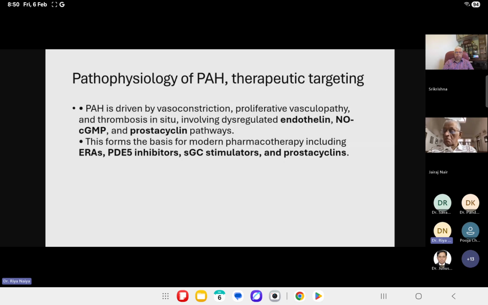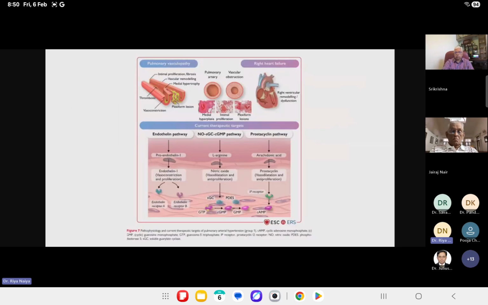So this image basically explains the above slides in a better form. So pulmonary vasculopathy is usually a result of intimal proliferation, fibrosis, vascular remodeling, medial hypertrophy, which is actually classified with the help of the Heath-Edwards classification as is visible from the middle section. So we have grade 1, which is medial hypertrophy, grade 2 with intimal proliferation, grade 4 with plexiform lesions, right up until grade 6, which is necrotizing arteritis. So this in turn leads to right heart failure.